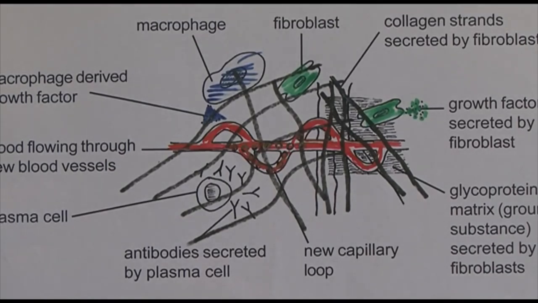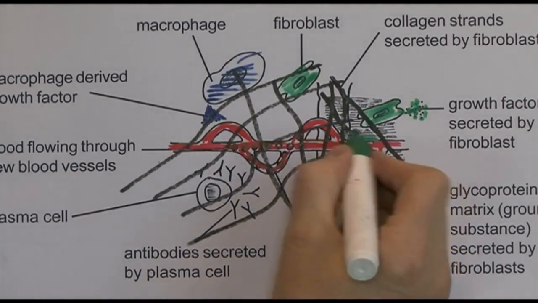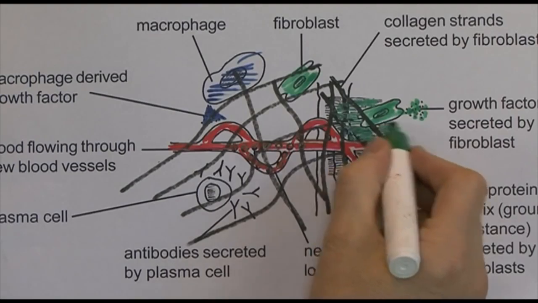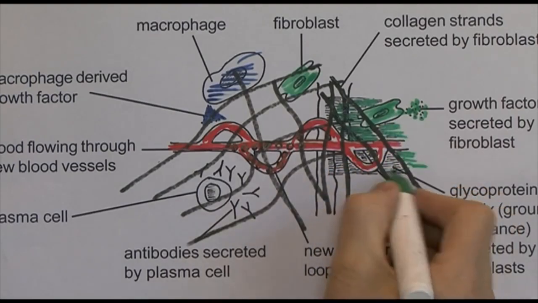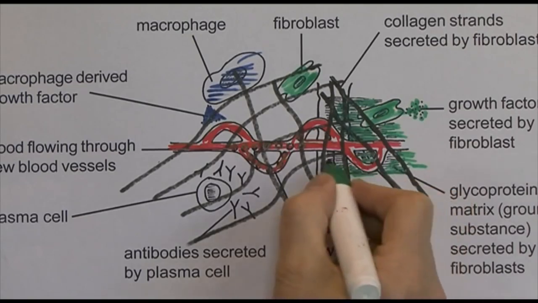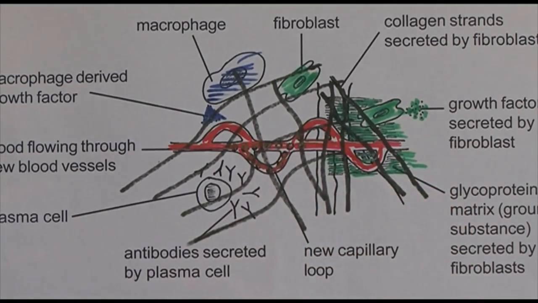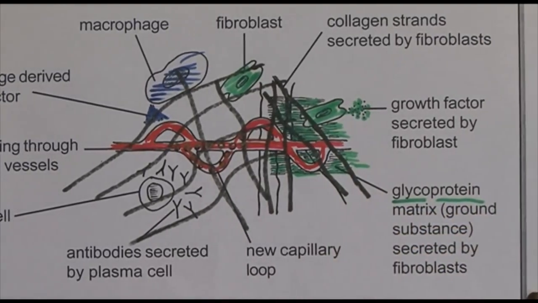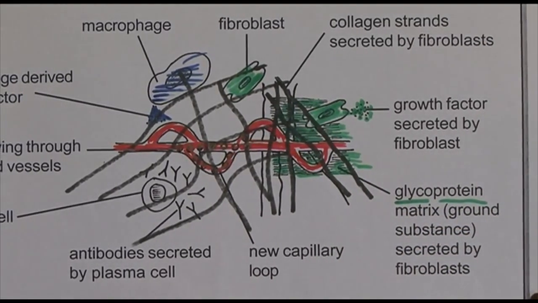And we also see that the fibroblasts are secreting the ground substance, filling up all the intercellular spaces and the spaces between the collagen strands, giving the tissue structure. Glycoprotein means it contains carbohydrates and protein. It's the matrix or the ground substance.